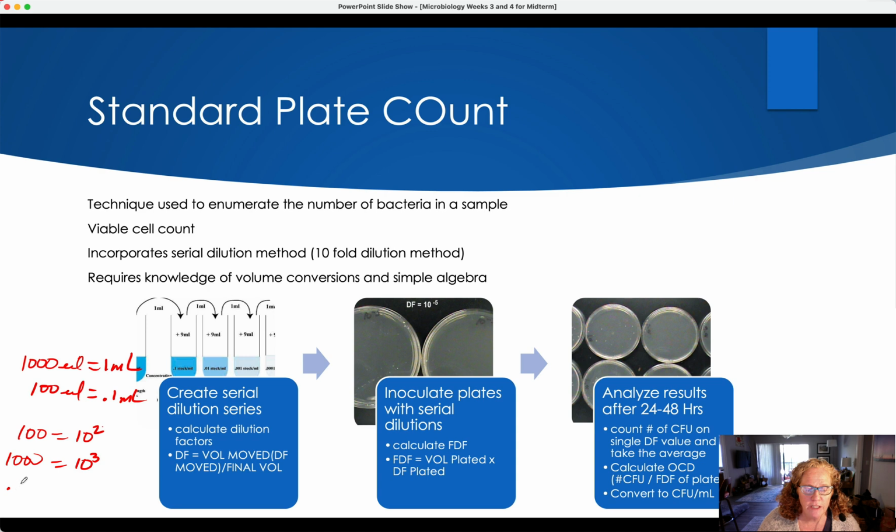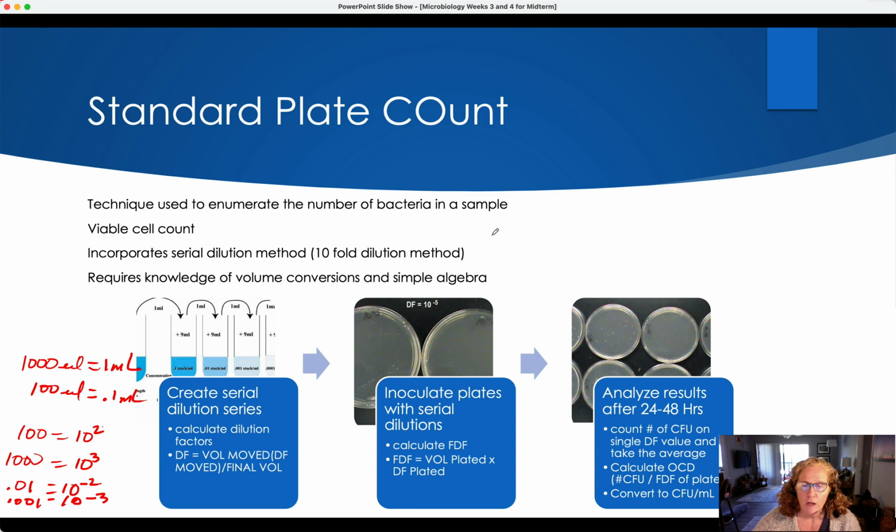So if we have 0.01, this is equal to 10 to the negative 2. And 0.001 is equal to 10 to the negative 3. So you just want to make sure that you know your scientific notation and your conversions when you're ready to get started with a serial dilution series. So let's go ahead and get started now that we have that covered.